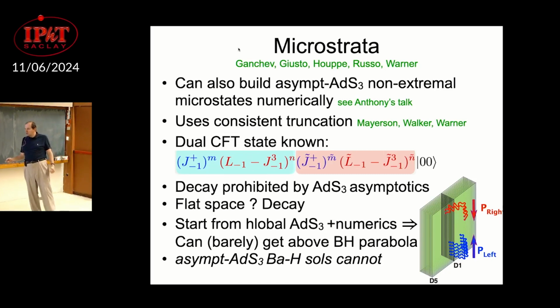The Bena-Heidmann solutions, at this point you cannot. Maybe Pierre has already found. I mean, no. A month ago when I talked to him, the AdS3 ones, he couldn't get them above the parabola, but I think he's working on that. So I think maybe in his talk he already solved the problem. Anyway, this is the story.